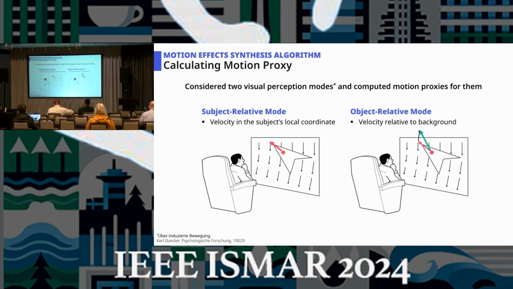The subject relative mode obtains the motion proxy from the velocity in the subject's local coordinate system, i.e. the scene flow value itself. The object relative mode is based on the relative velocity to the background, which is computed by subtracting the scene flow of the non-saliency area.